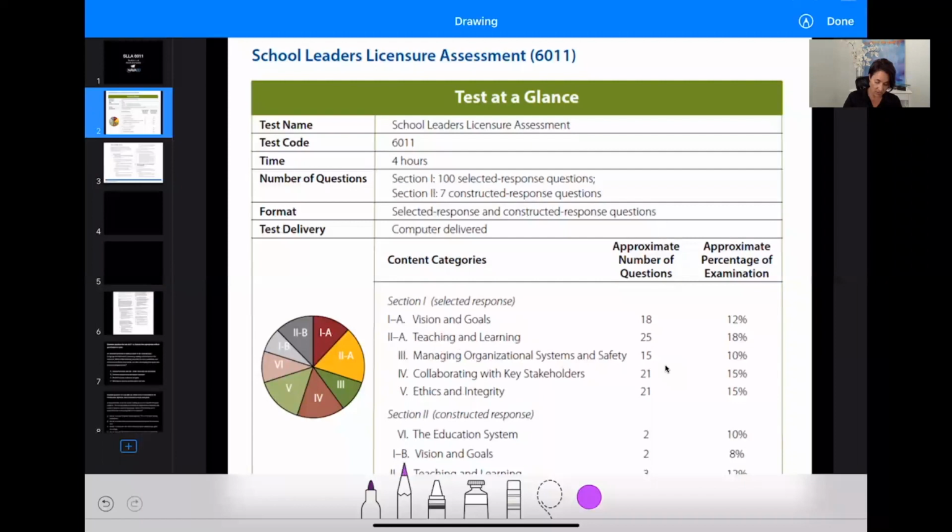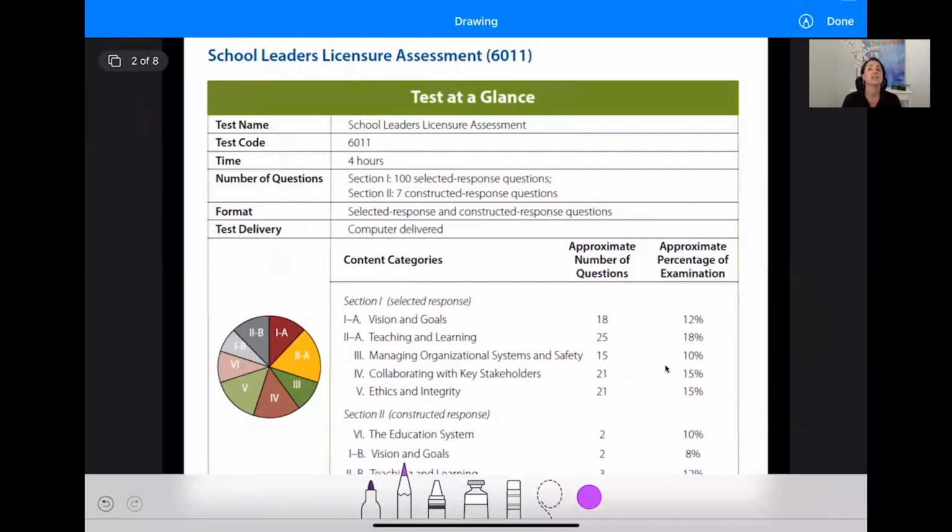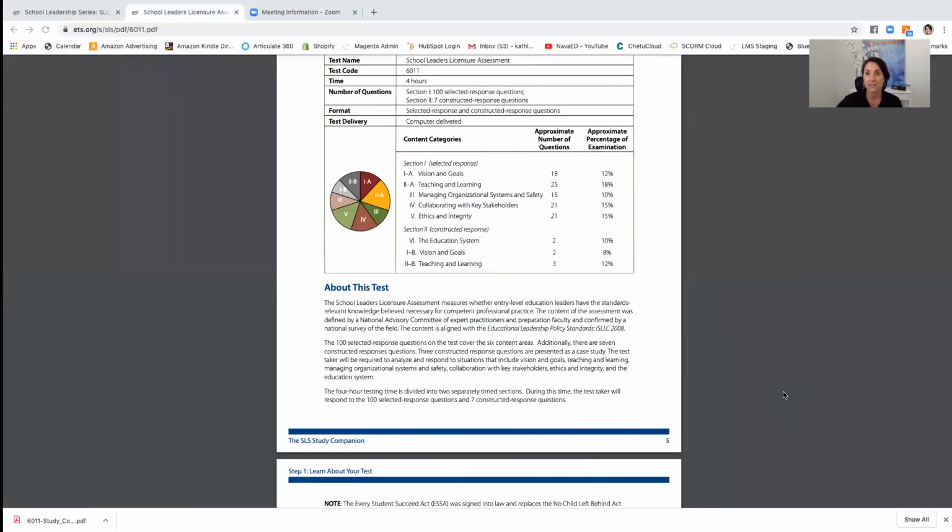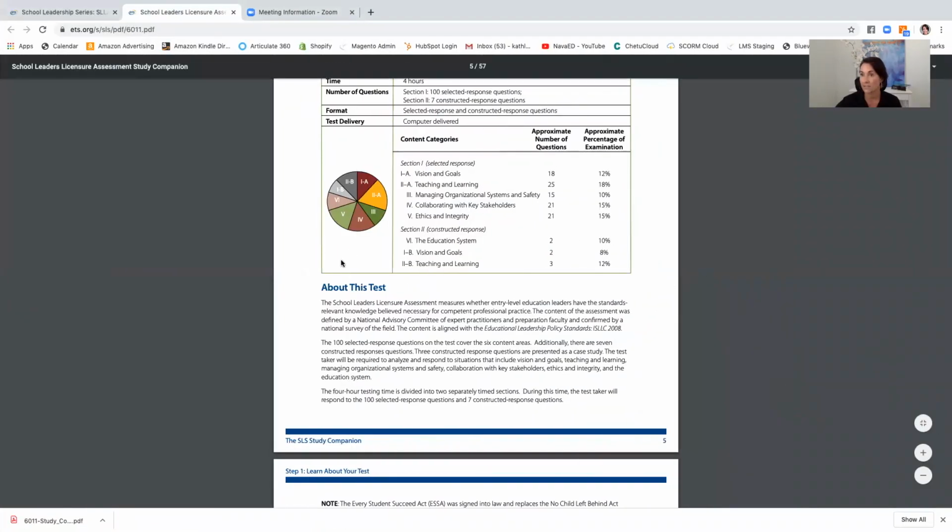So let's take a look at the test specifications and the blueprint, and I'm going to walk you through some practice questions from ETS and also from our new publication for the SLLA. I recommend looking over the blueprint. The blueprint is in the study companion on the ETS website. And if you'd like to know more about where to get that, it looks like this here.